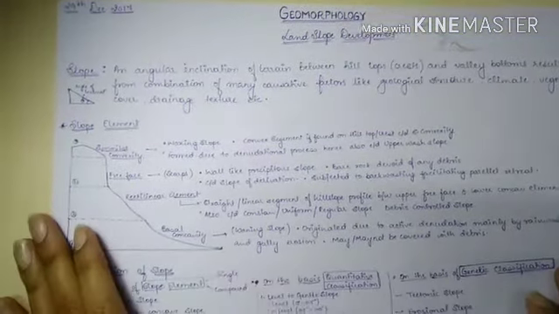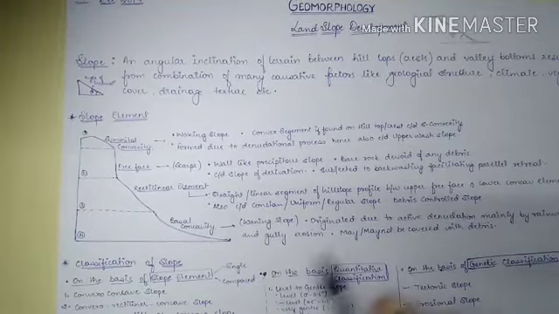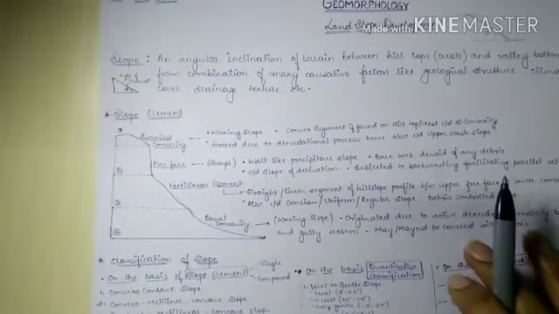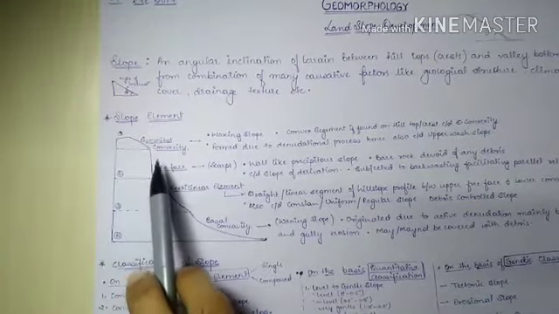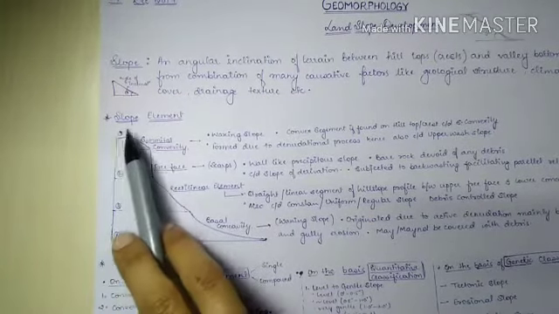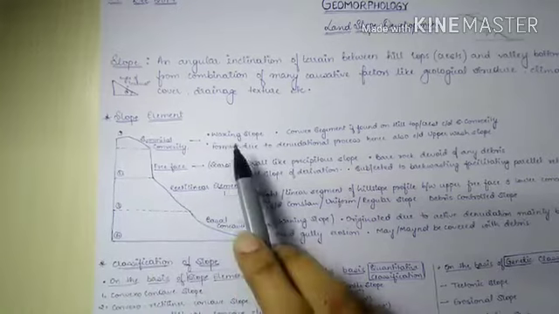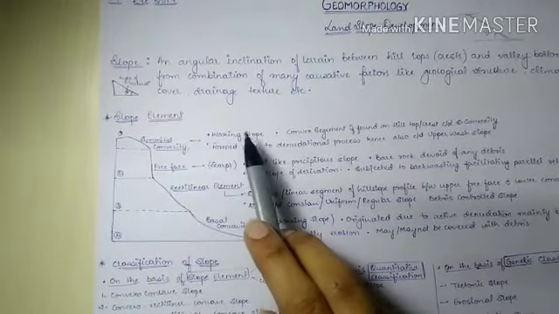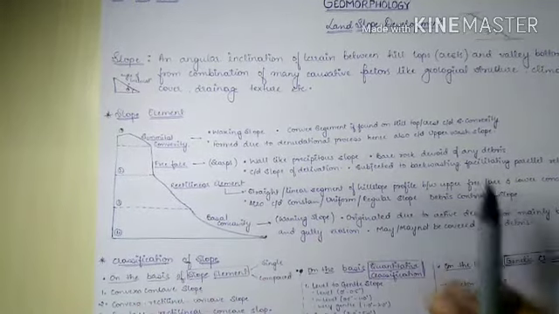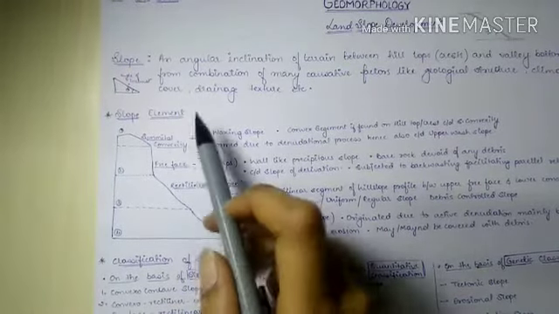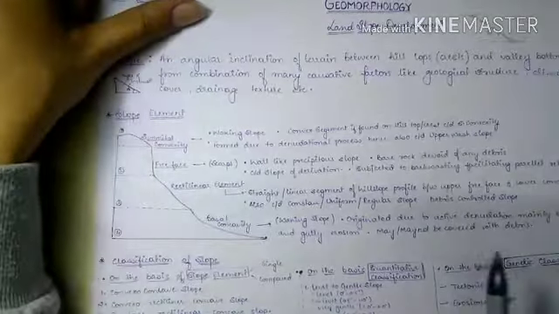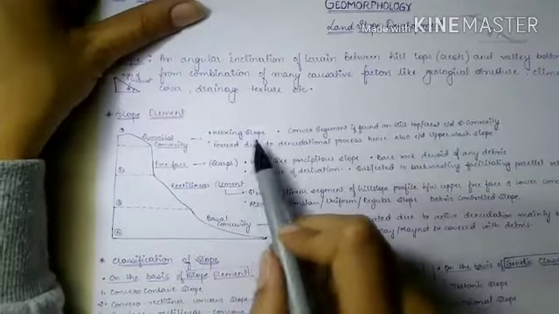Now we will see the basic elements of slope. So the basic slope elements are, first, summital convexity. This is the topmost part. This is also known as waxing slope. Why is it known as waxing slope? Because it grows in height upward. So this is waxing slope.